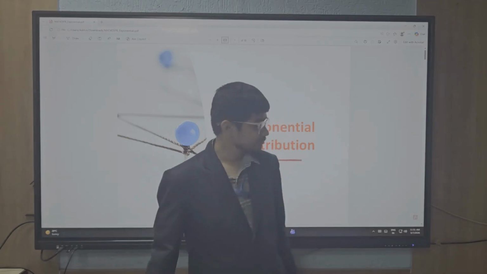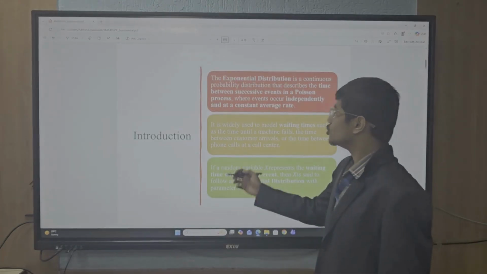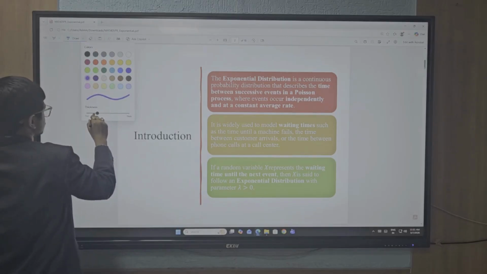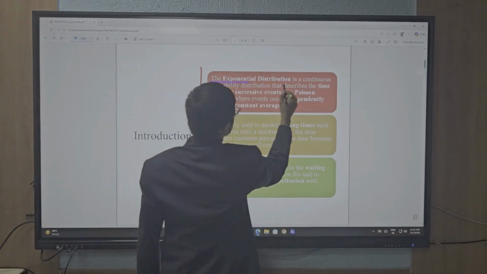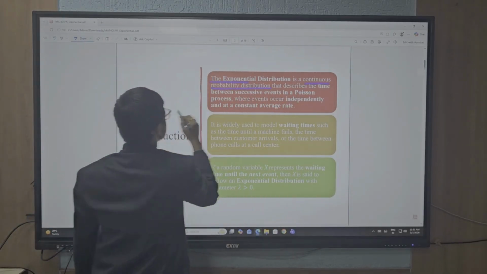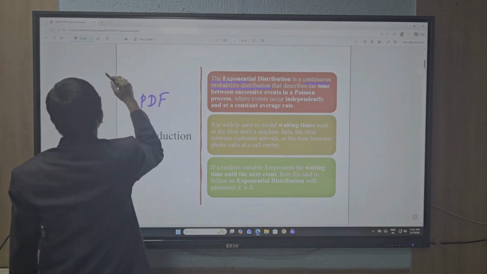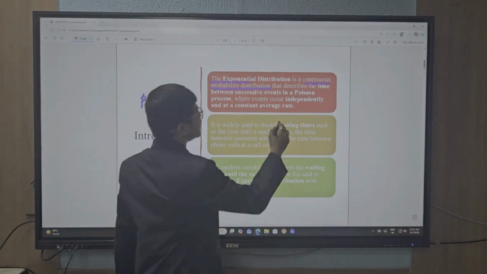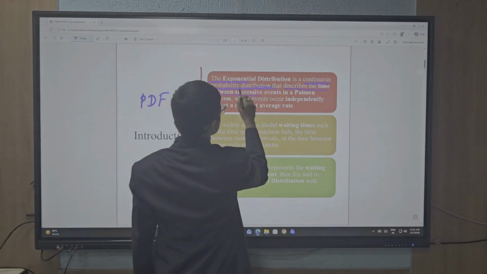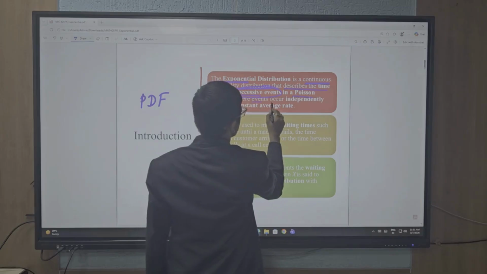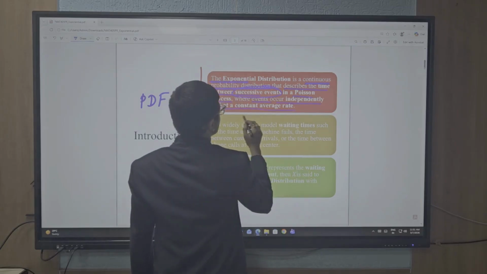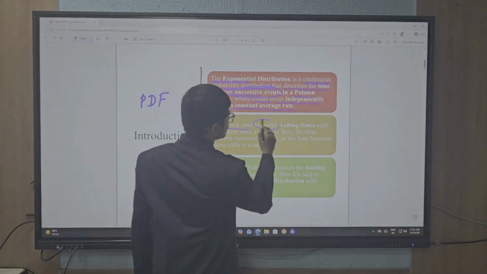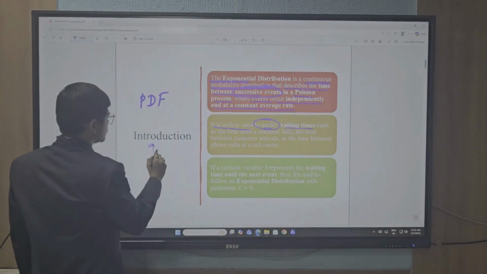So first thing, introduction. The exponential distribution is a continuous probability distribution, means we need a PDF. It describes the time between successive events in a Poisson process, where events occur independently at a constant average rate. It is widely used to model waiting times, means queuing models.